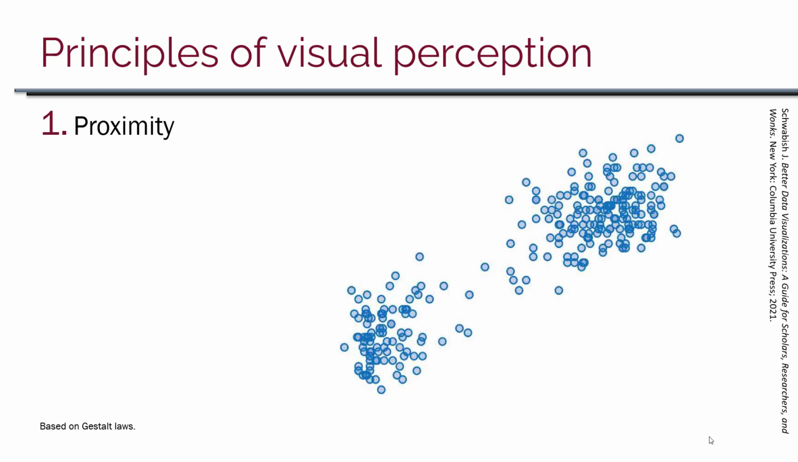Now, these are some basic principles when it comes to data visualization. As humans, this is how our brain, without thinking about it, processes information. So proximity, right? If things are close to each other, you kind of consider them their own group. So how many groups do you think there are here?